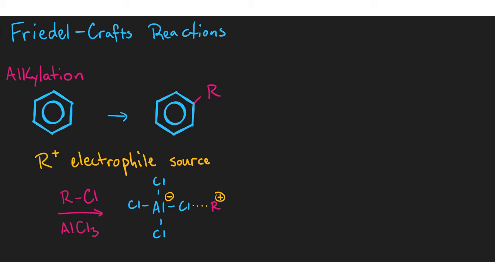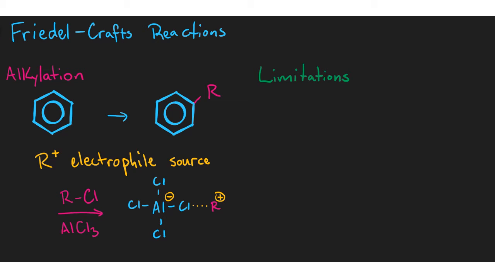So to substitute in an alkyl group, R, we need a positively charged alkyl group to react with the benzene ring. These can be generated through use of an aluminum chloride catalyst. This creates an intermediate compound, which is shown here, that effectively behaves as a positive alkyl ion.